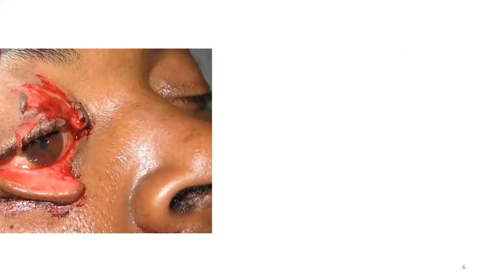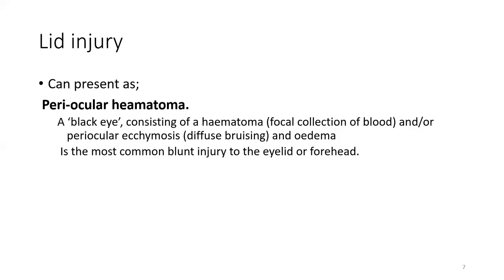An example of an eyelid injury. Eyelid injuries can present as periocular hematoma or black eye, consisting of a hematoma, which is a focal collection of blood, and or periocular ecchymosis, that is diffuse bruising, and edema, that is swelling. It is the most common blunt injury to the eyelid or forehead.